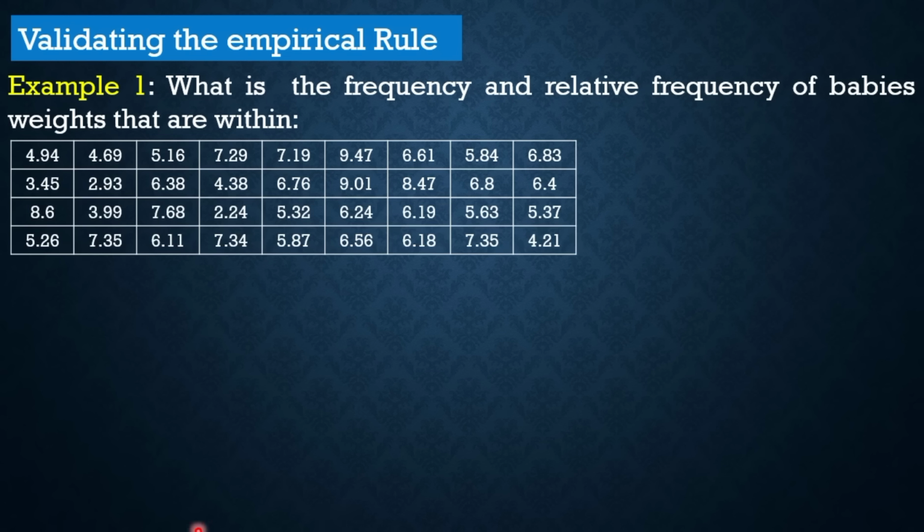Okay, ito yung mga given ng data. So, meron tayong 36 weights of babies. Okay, so unang gagawin natin dito, kailangan makuha natin yung population mean. So, yung population mean, that is the average, di ba? Okay, average.